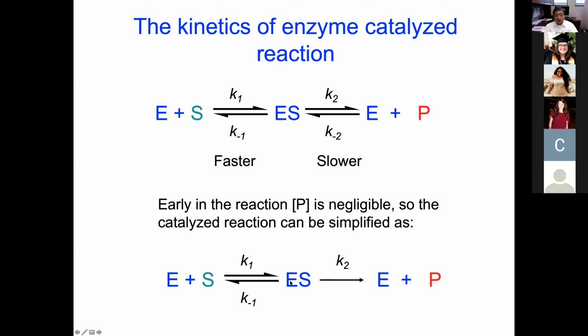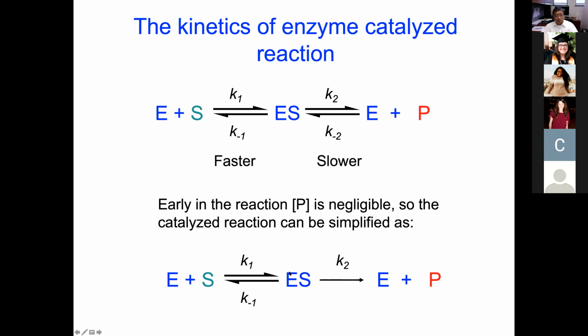Now for the enzyme catalytic reaction, this is the simplified mechanism. Enzyme binds to the substrate to form this ES complex. And this ES complex can react, the enzyme can catalyze the formation of the product and then release the product.